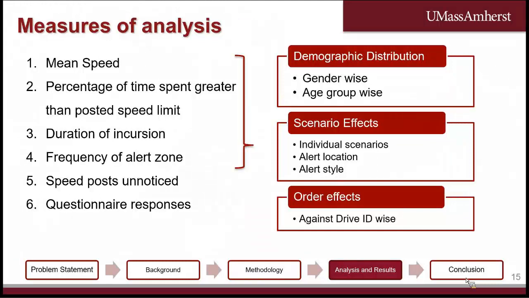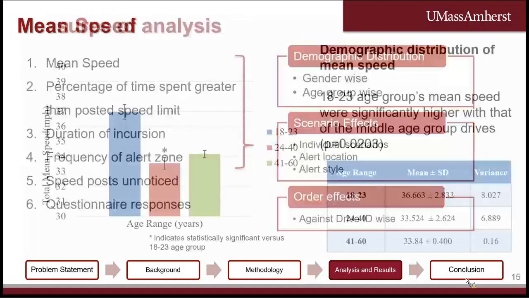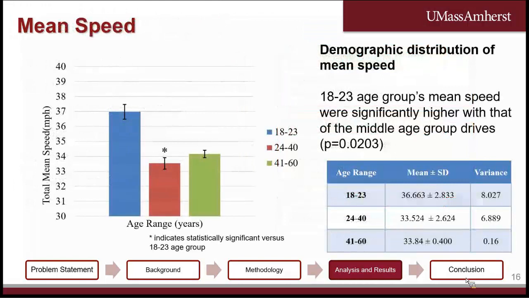And the fifth one is the percentage of the speed posts that go unnoticed. This was a manual measure, a manual count using the video output. And the last one is the survey questionnaire responses. And all the first four measures were studied across gender-wise, age group-wise, scenario-wise and order-wise.